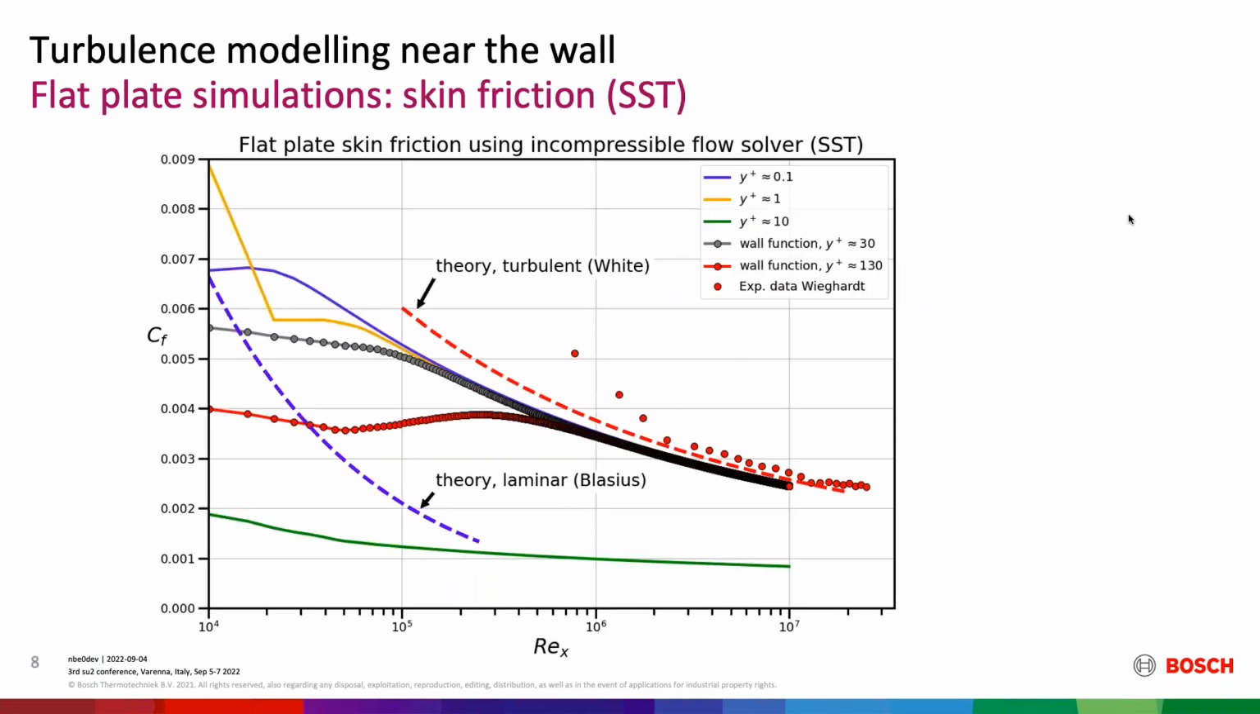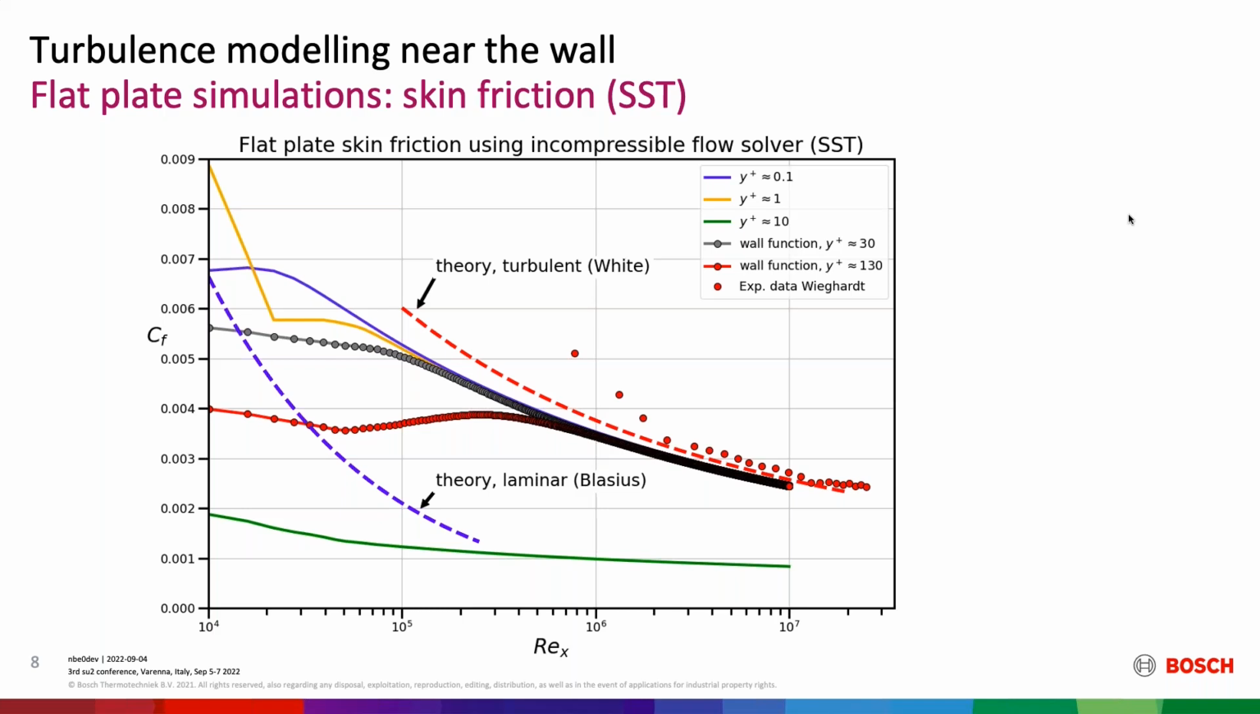The skin friction as a function of Reynolds number is shown here, with in dashed red the theoretical turbulent skin friction from White, and in blue the laminar skin friction, the theoretical formula from Blasius. To capture the laminar low Reynolds region at the start of the plate, we would need a transition model, which will be talked about tomorrow. But we did not use a transition model here, so the focus is on the performance for high Reynolds numbers.